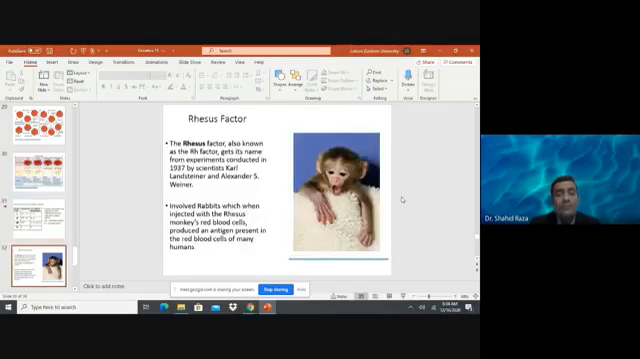So this is Rh factor. Its name comes from the experiments conducted in 1937 by scientists Karl Landsteiner and Alexander S. Wiener.